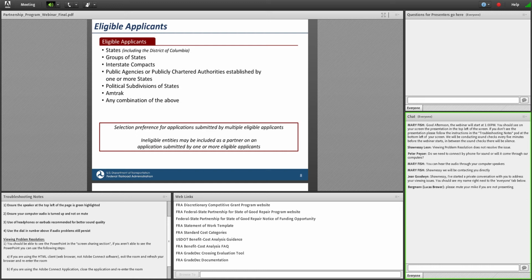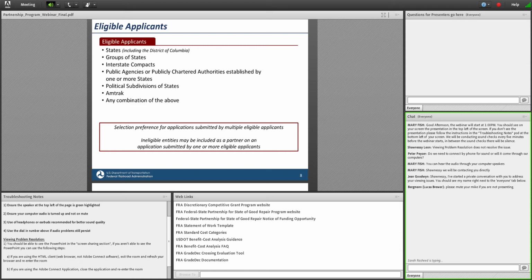Now, we mentioned eligible applicants. This is the list of eligible applicants for the partnership program. You can see states, groups of states, public agencies, publicly chartered authorities, political subdivisions of states, which would be municipal governments or county governments or other smaller local governments, Amtrak, or any combination of these entities listed above. The one thing I'll note is private firms, including freight railroads, are not directly eligible applicants in this program. They may, as noted in the box at the bottom, be included as a partner on an application that is submitted by one or more eligible applicants.